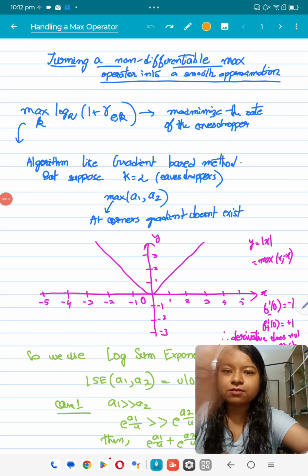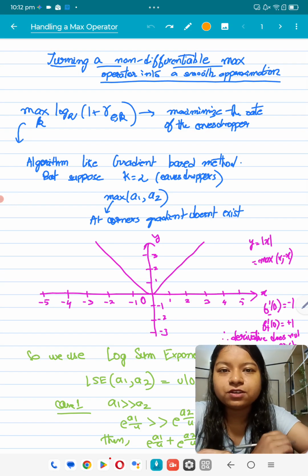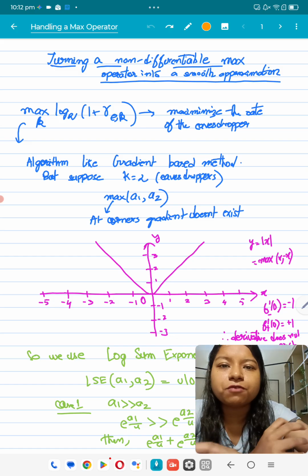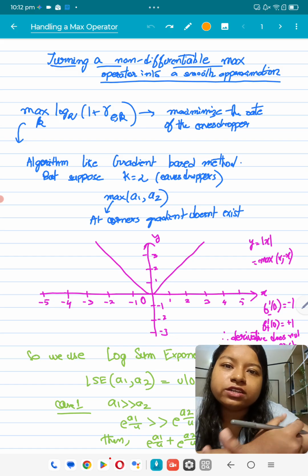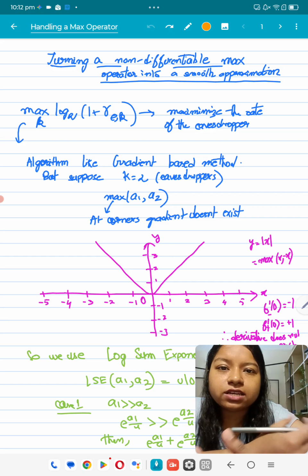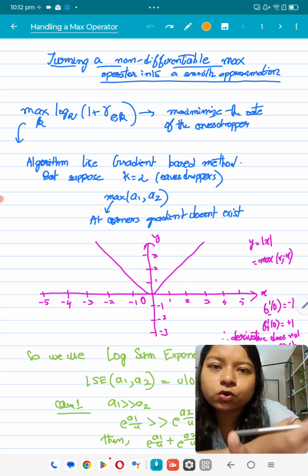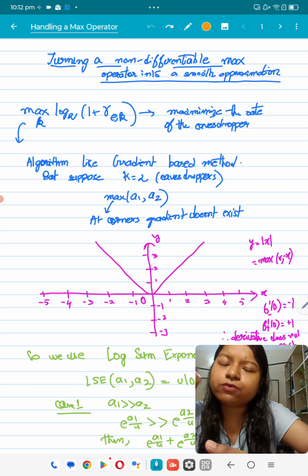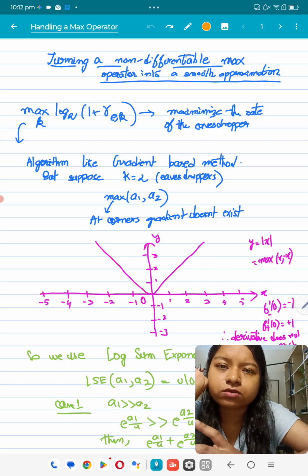Hello everyone, welcome to a new video. In this video we are going to discuss how to convert a non-differentiable max operator into a more differentiable form, such that the gradient based algorithm doesn't get stuck. We are always discussing this from the point of view of wireless communication.